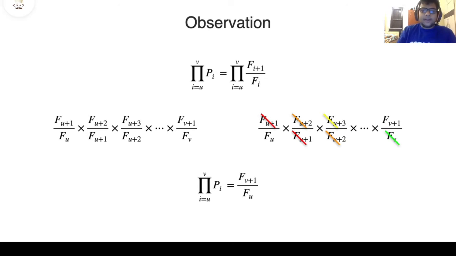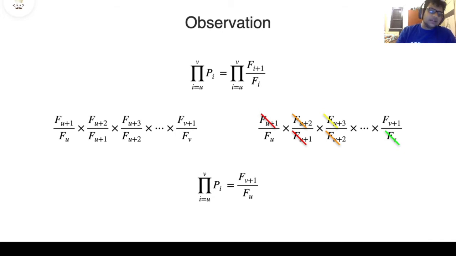Notice that we're just replacing p of i with f of i plus 1 upon f of i, the definition as per the problem statement. Let's expand this here as we've done on the left: f of u plus 1 upon f of u, into f of u plus 2 upon f of u plus 1, into f of u plus 3 upon f of u plus 2, and so on and so forth until f of v plus 1 upon f of v.